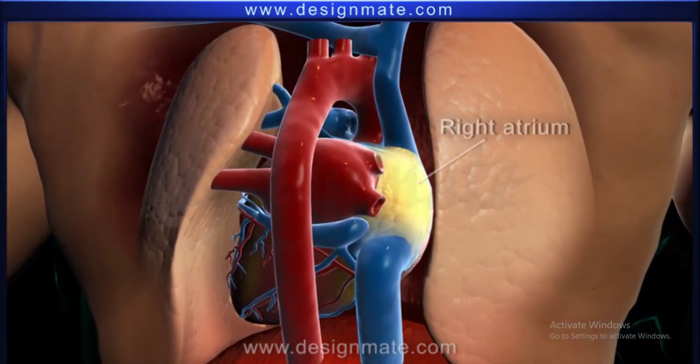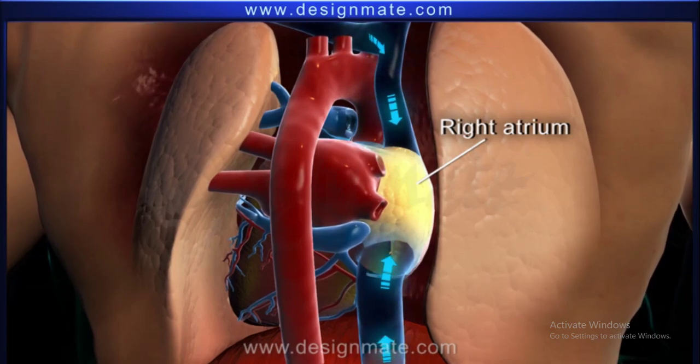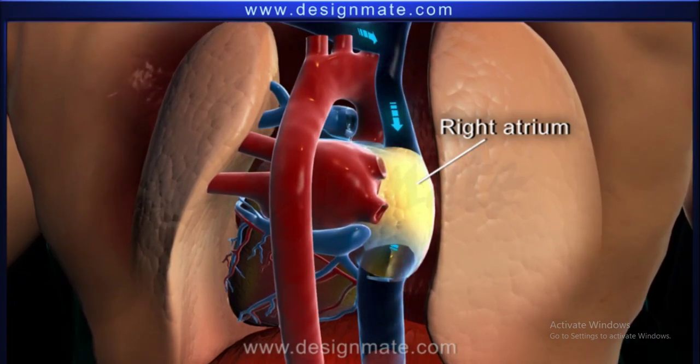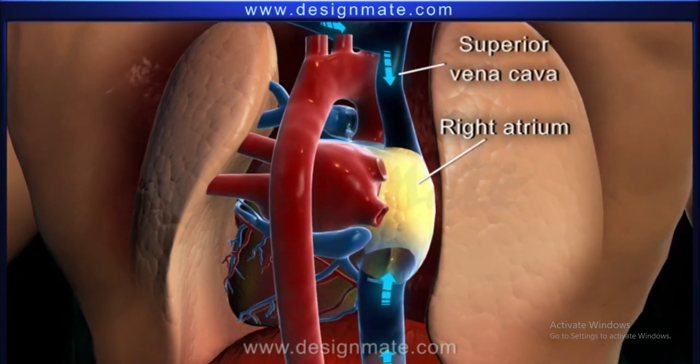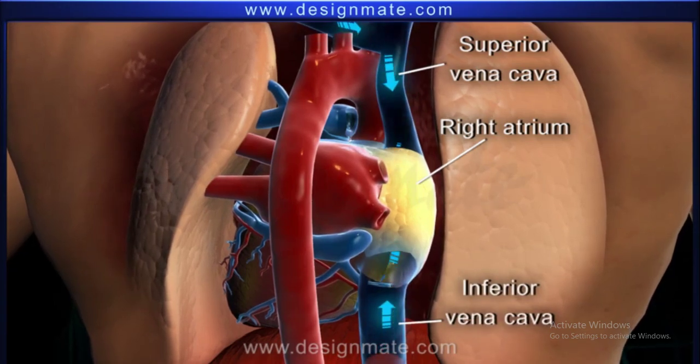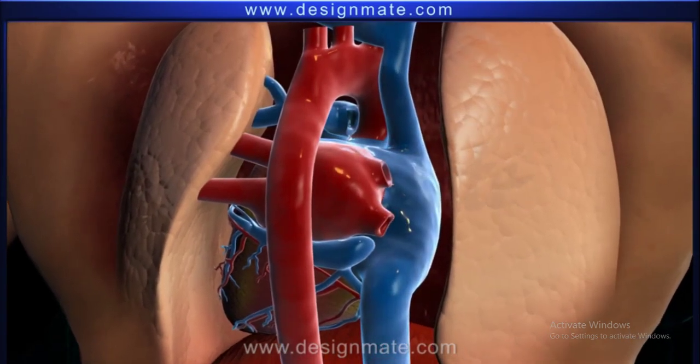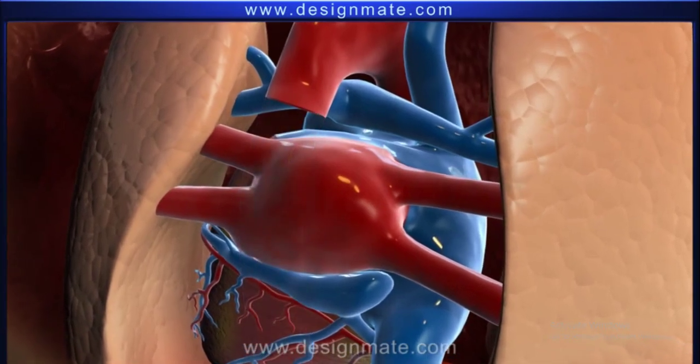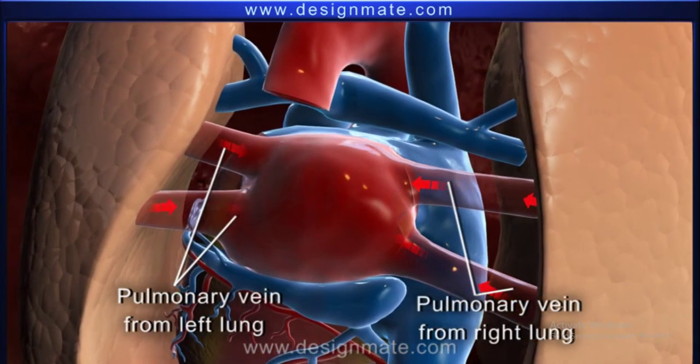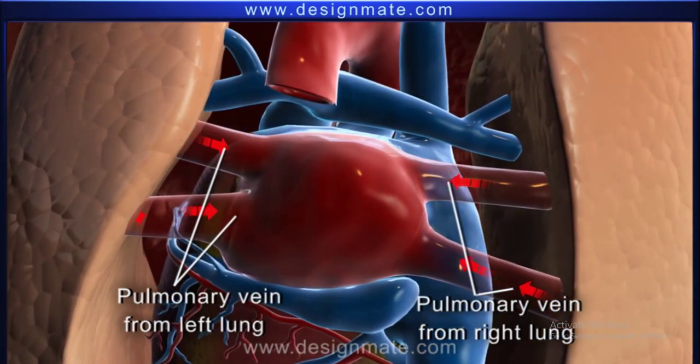The right atrium receives the deoxygenated blood from all parts of the body except the lungs through the superior and inferior vena cava. The pulmonary vein brings oxygenated blood from the lungs into the left atrium.